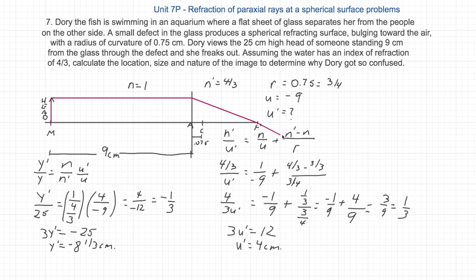So our parallel ray goes through F prime, and our ray through the center meets that ray right there. So this is where the image of the head would be, upside down and smaller, appearing to float right in front of Dory. This is Dory the fish, freaking out, seeing a shrunken, upside-down head in front of her. If she were a sole fish sitting on a perch, she might say, "Holy mackerel."